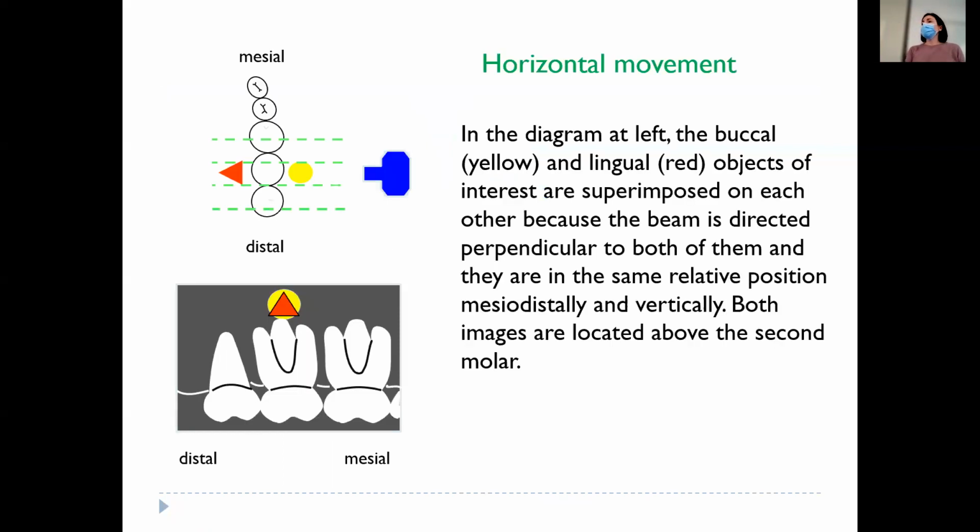Okay, so here's just reiterating the same point. In the diagram at the left, the buccal object, which is the yellow object, and the lingual object, which is the red triangle, are superimposed over each other because you've come in at a really nice perpendicular angle. The sensor's there, and the beam comes right through and superimposes both objects on each other. They are in the same relative position mesiodistally and vertically, right in front of each other. Both images are located above the second molar, right above the palatal root, and they're superimposed because of the way that first picture was taken.